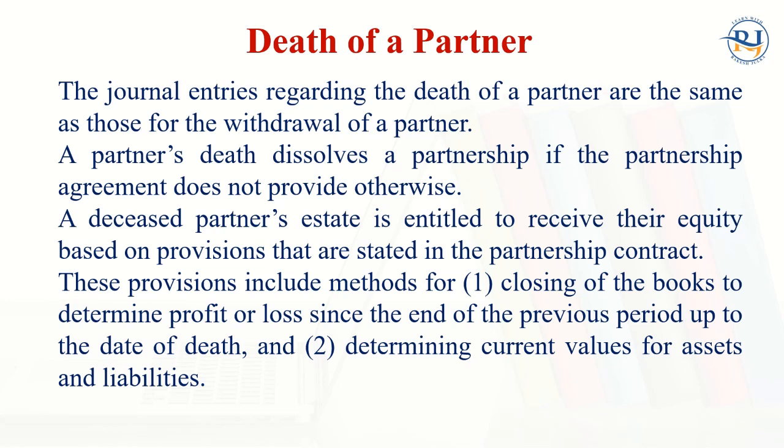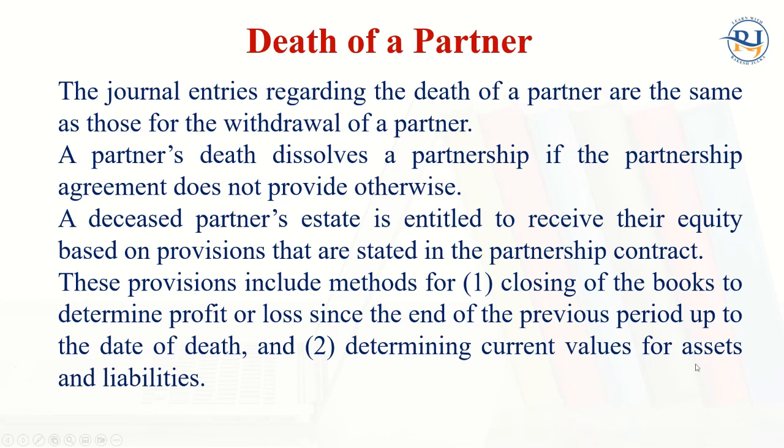These provisions may include some of the methods. Means closing of the books to determine the profit or loss since the end of the previous period up to the date of death. Let's say the date of death is August 2023, and the last time that the books were closed was December 2022. So from January till August, eight months of period. They will consider whatever the profit and loss, all the transactions, everything will be calculated. They will prepare the new balance sheet till that particular day when the partner died. On the basis of that, there will be a distribution of capital and profit as they have decided.